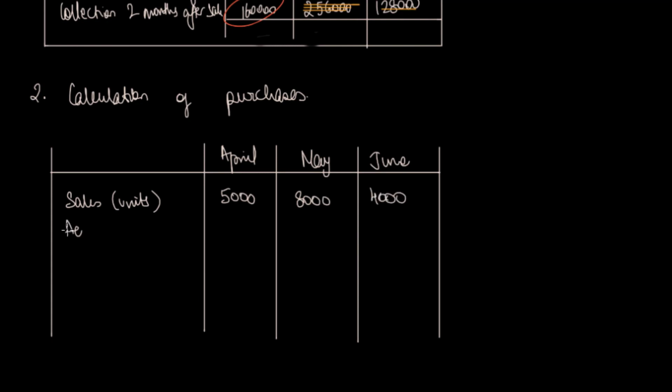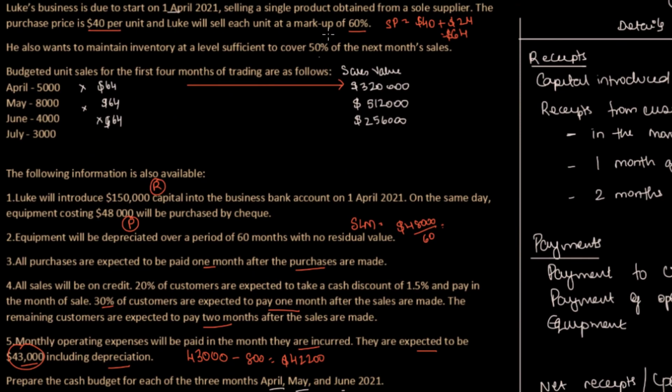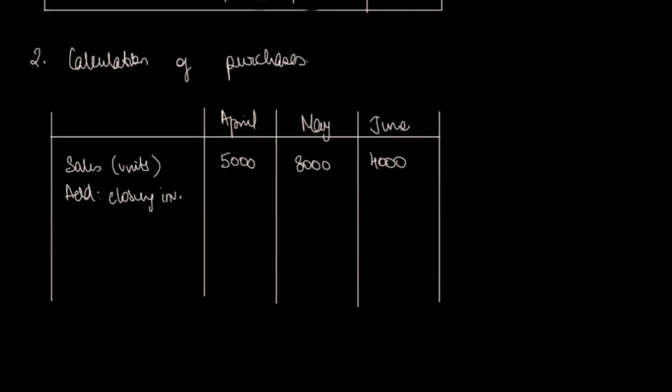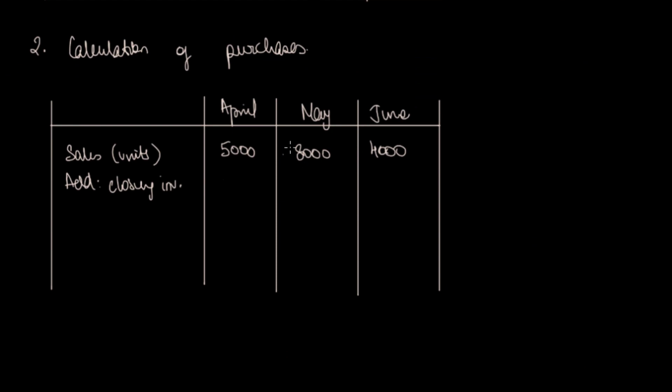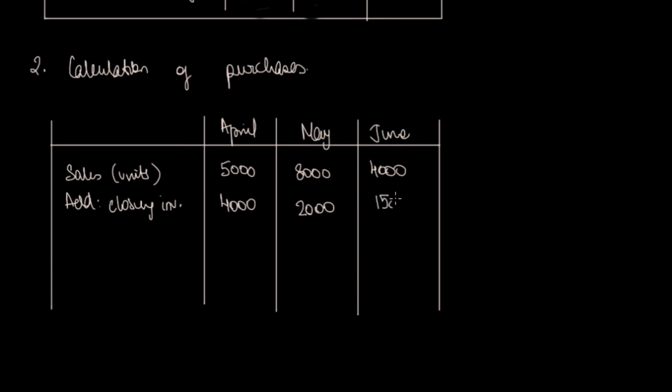To this, add the closing inventory. And if you read the question, how much closing inventory do they want? They want closing inventory to be 50% of next month's sale here in the second row. So going back to this, in April, they would maintain 50% of May month sale as closing inventory. 50% of 8,000 is 4,000. May month, they would maintain 50% of 4,000, which is 2,000. And in June, they will maintain 50% of July sales. If I go back up and see July sales given is 3,000. So they will maintain 50% of that, 1,500.